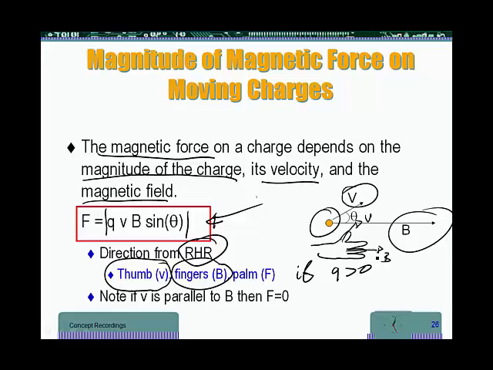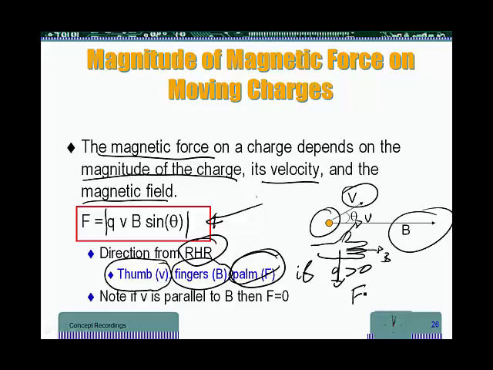Then the direction of the force is the direction that the palm is pushing. Like in this particular case, if we are using the right hand with the thumb in the direction of the velocity, B in the direction towards the right side of the screen, our right-hand side in the screen, then the palm is pushing down. So in this particular case, the force is pushing down.